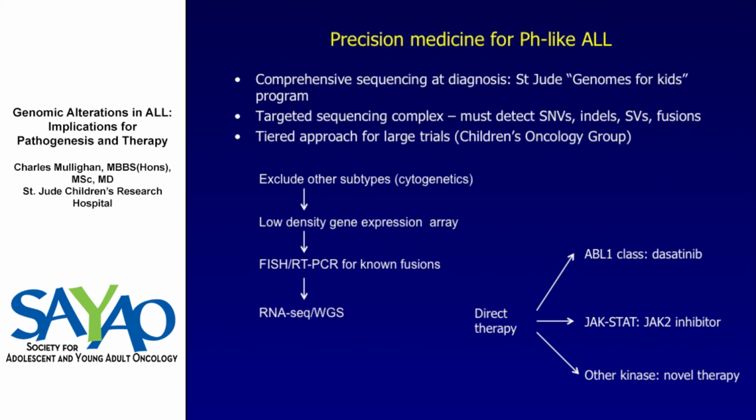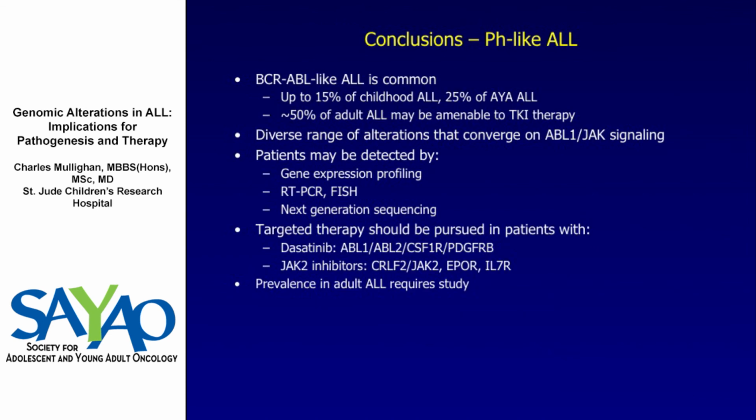We then use candidate assays to screen for the lesions that we know of, and then the remainder undergo sequencing where no lesion is found. And so, as mentioned initially, the goal is to commence dasatinib in combination with chemotherapy for the ABL class fusions, and then eventually our hope is that additional targeted agents will be used in the remaining cases.